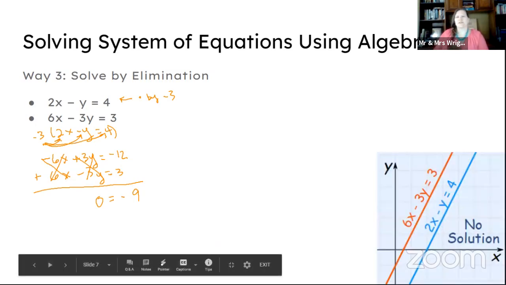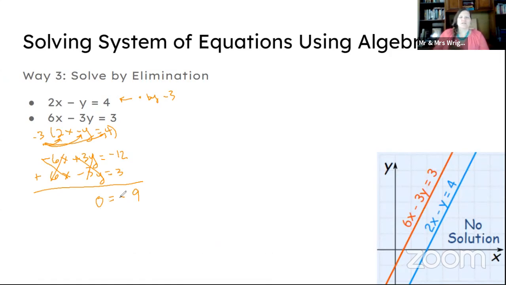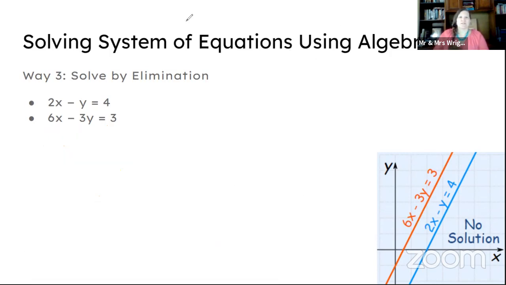I accidentally went too far, sorry. This is a no solution set, okay? So 0 equals negative 9 is no solution. All right, so we're gonna look at the next one.